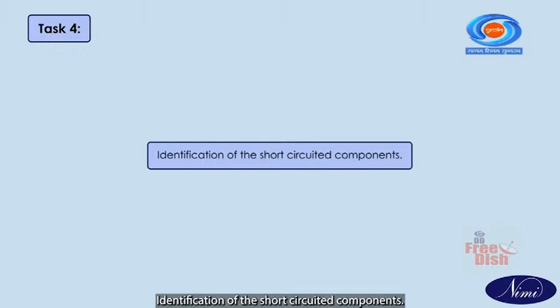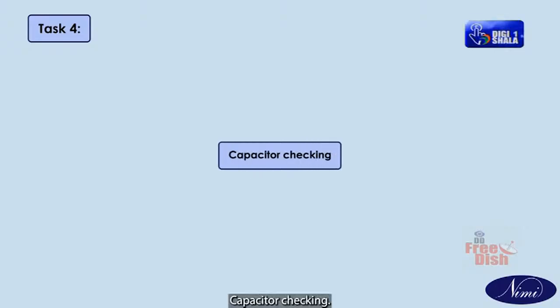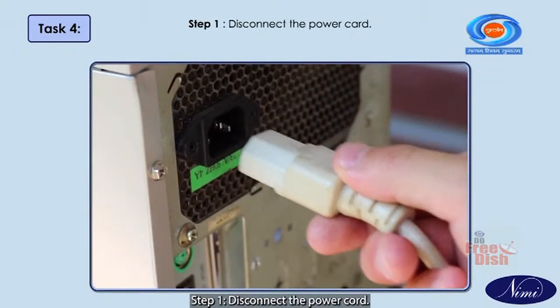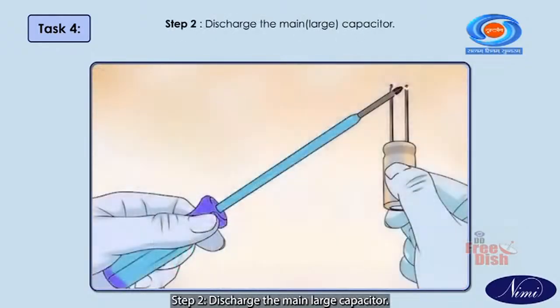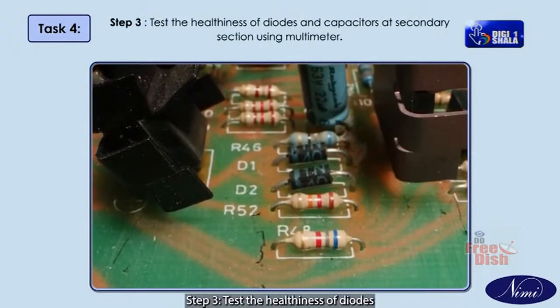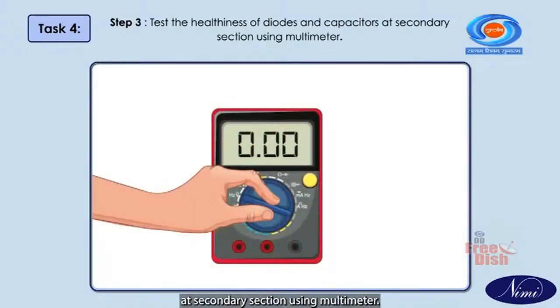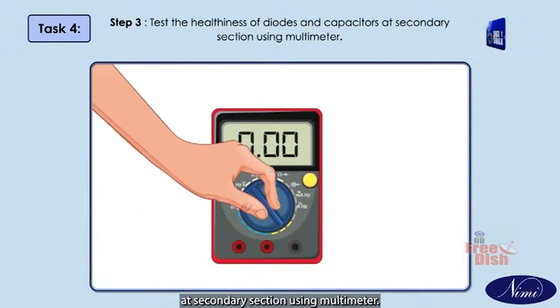Task 4. Identification of the short-circuited components. Capacitor checking. Step 1. Disconnect the power card. Step 2. Discharge the main large capacitor. Step 3. Test the healthiness of diodes and capacitors at the secondary section using a multimeter.